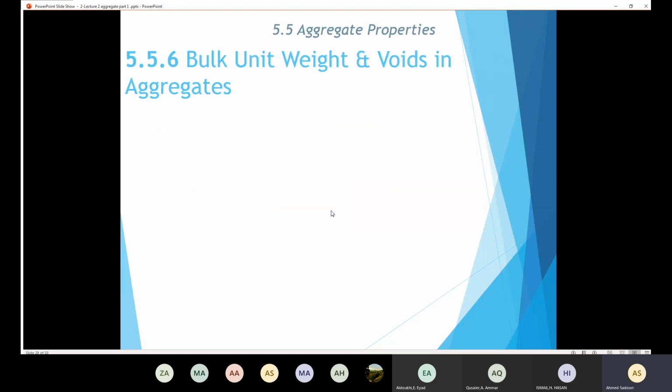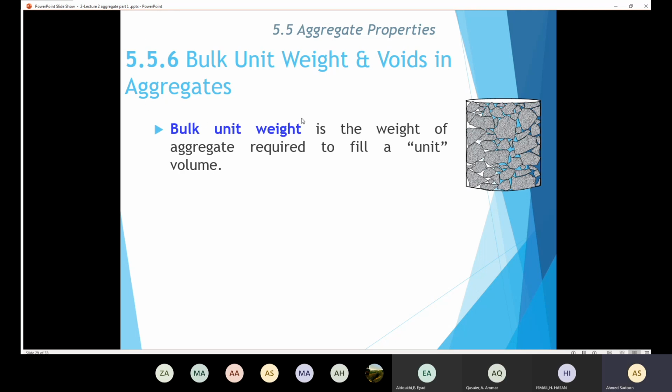Okay. And also, one of the important properties regarding the aggregates is the bulk unit weight. So what does it mean by the bulk unit weight? In order to make a concrete mix, you need to know how much the weight of the aggregate is inside a container of a unit volume.